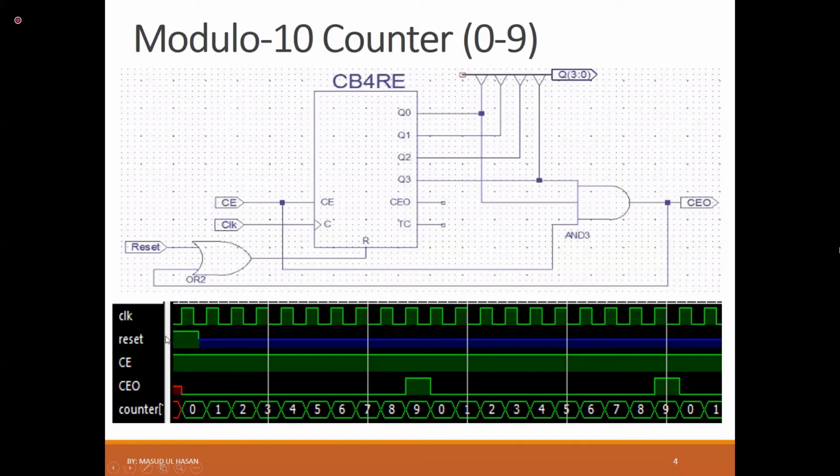Here you have the cancel option, and whenever you force constant, a small window will open and it will ask you whether you want to force constant to 0 or 1. You have to make it 1. And there is an option to cancel after a time offset. For reset, yes, you can put 6 nanoseconds, but for CE, don't put anything. We want CE to be 1 always. And change the radix of the counter in the simulation to unsigned decimal.